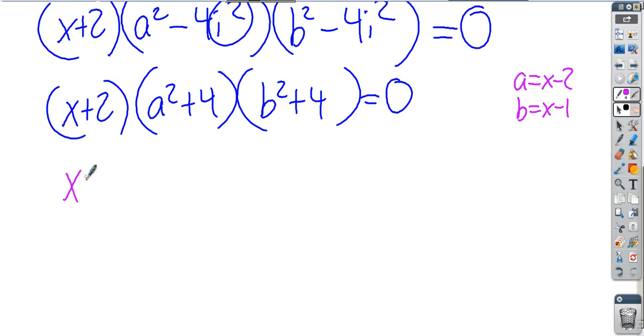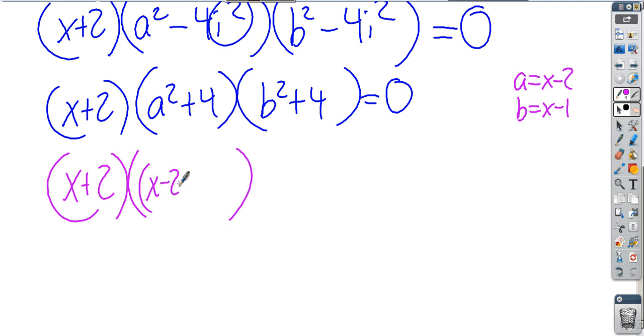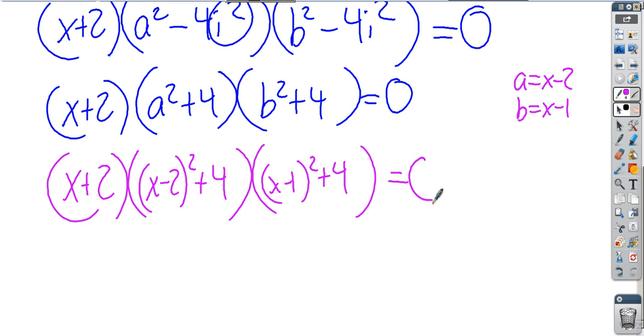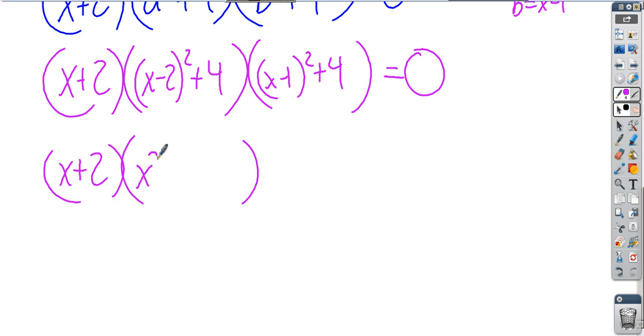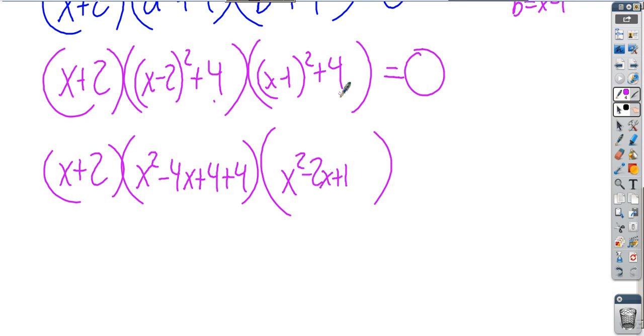So we have x plus 2 times a was x minus 2, so now we're going to have x minus 2 squared plus 4. And b was x minus 1, that squared plus 4. Now when we FOIL this stuff out, we're going to have x plus 2. When you FOIL x minus 2, the whole thing squared, you get x squared minus 4x plus 4, and then we still have that plus 4 there. Same thing here, when you FOIL out x minus 1 squared, you're going to get this right here, and we still have that plus 4.